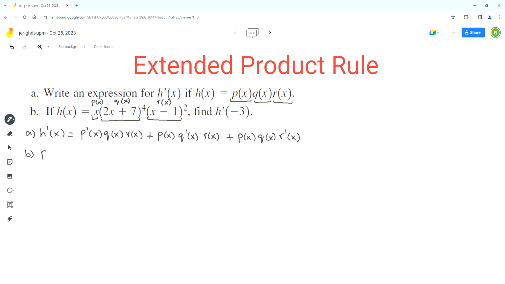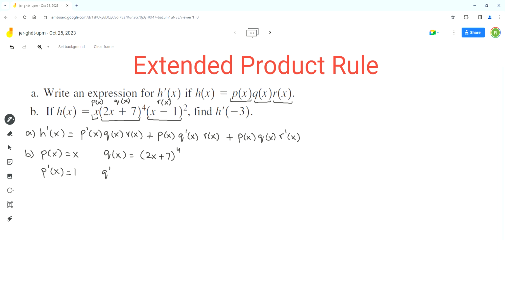So p of x, we said, is equal to x, the first function in the function h of x. So p prime of x is equal to 1. So we'll use this value for p prime of x in the expression for h prime of x. Now let's analyze the middle function. So q of x is equal to (2x plus 7) exponent 4. So we can find the derivative of this function.